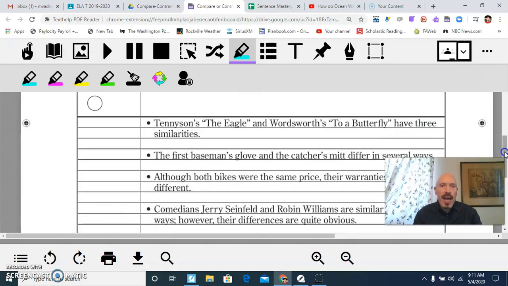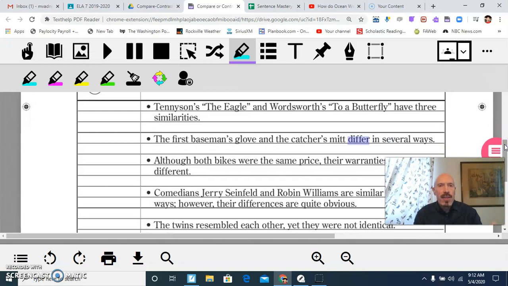Tennyson's The Eagle and Wordsworth's To a Butterfly had three similarities. There's that key word, similarities. The first baseman's glove and the catcher's mitt differ in several ways. So, differ. When we use these words from the list, they're setting up a structure for the reader to see what you're doing with two pieces of information. Obviously, you can only compare two or more. You really can't compare one thing. There always has to be something else, right?